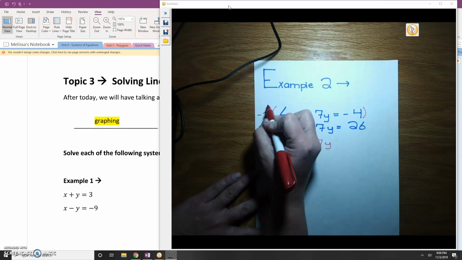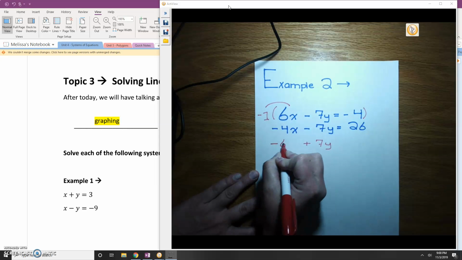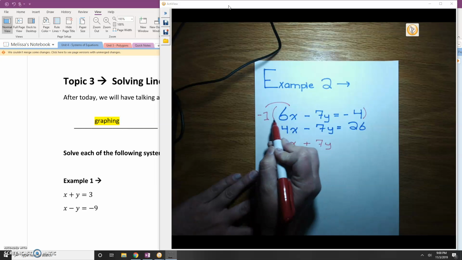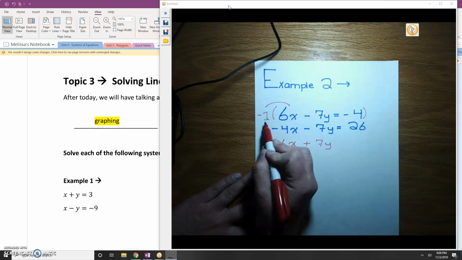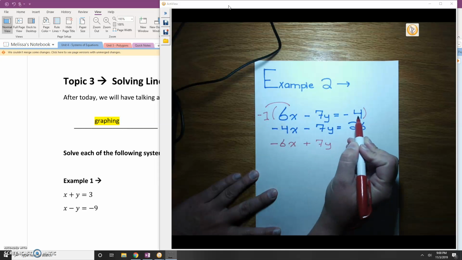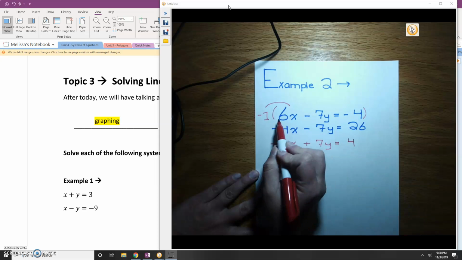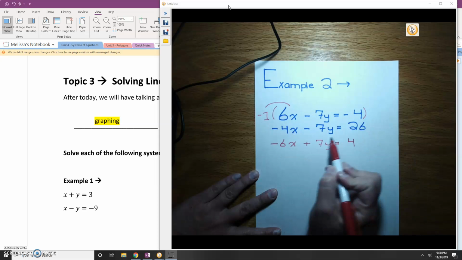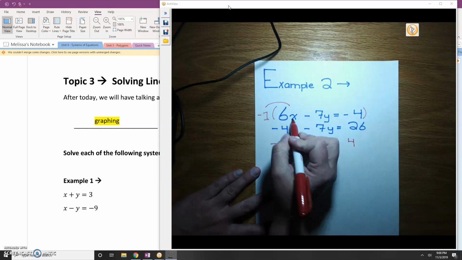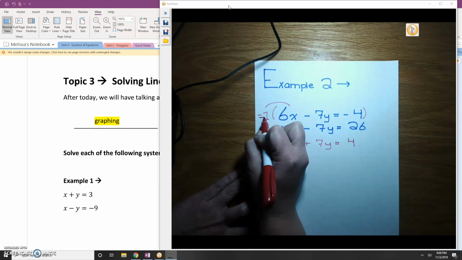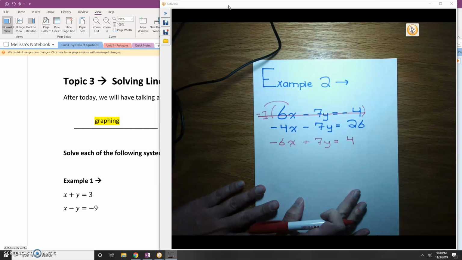If I were to distribute this, -1 times 6x will be -6x. -1 times -7y gets me my positive 7y. And finally, -1 times -4, that will be a positive 4. So I have now changed this first equation into something that is going to cancel out. One thing that I do, just so I don't get myself confused, is as soon as I do that multiplication, I go ahead and cross it off, just so I don't accidentally use that for something.